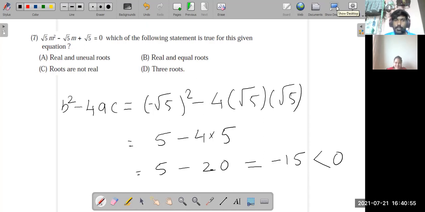So which option? A, B, C, or D? C. I hope you remember this. Equal to 0 means real and equal. Greater than 0, that is positive, means real and unequal. And if it is negative, less than 0, then it is not real. Keep these 3 important points in mind.